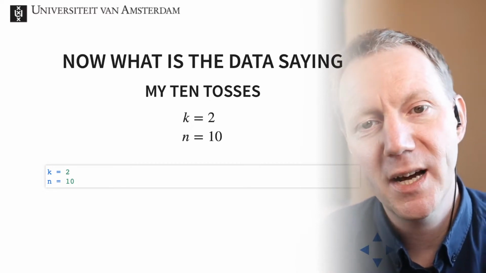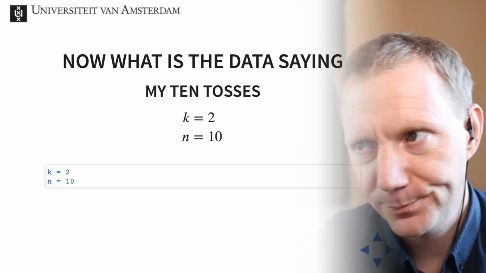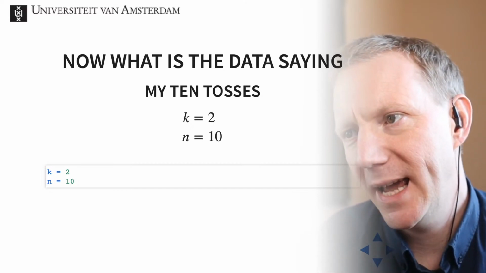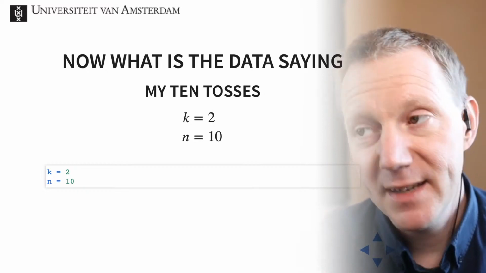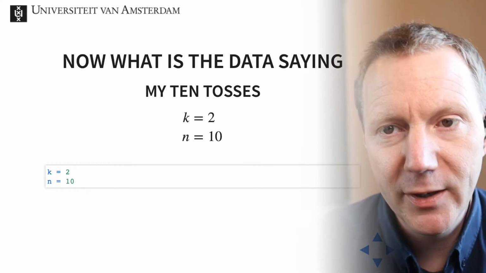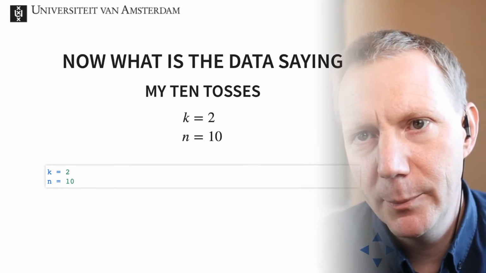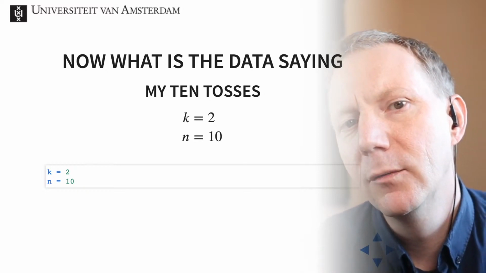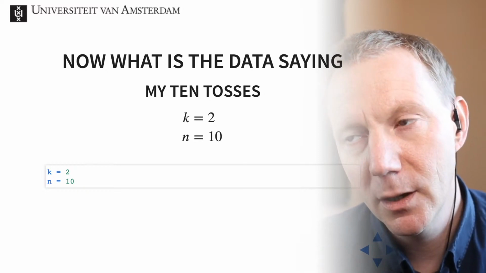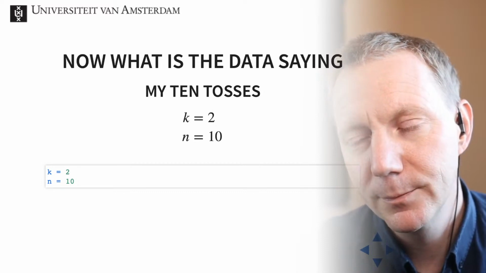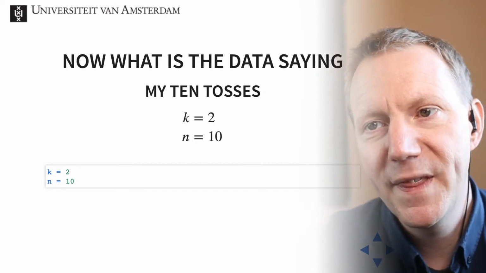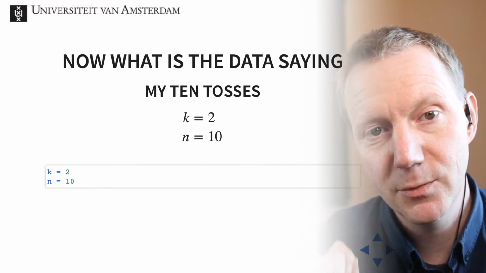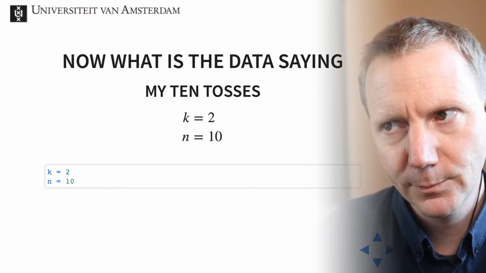And I threw 2 out of 10 times heads. So that's k being 2 and n being 10. And that's also a binomial distribution. But in that sense, I now want to know what is the likelihood for every possible theta between 1 and 0 for that specific number of heads when I throw 10 times.